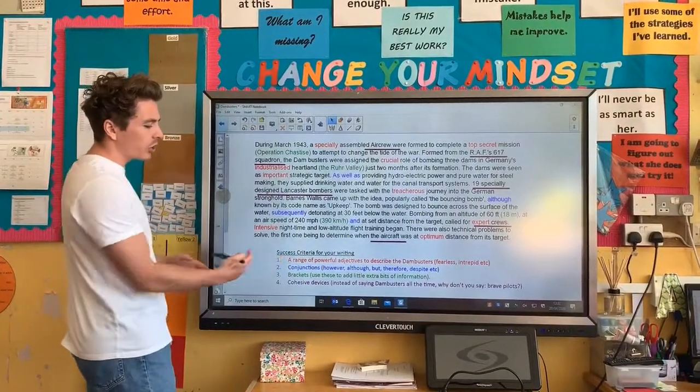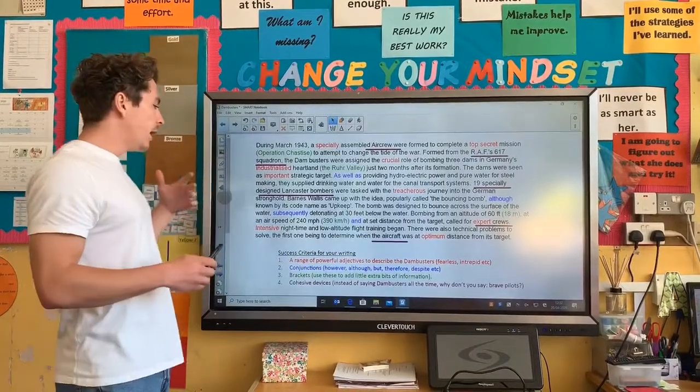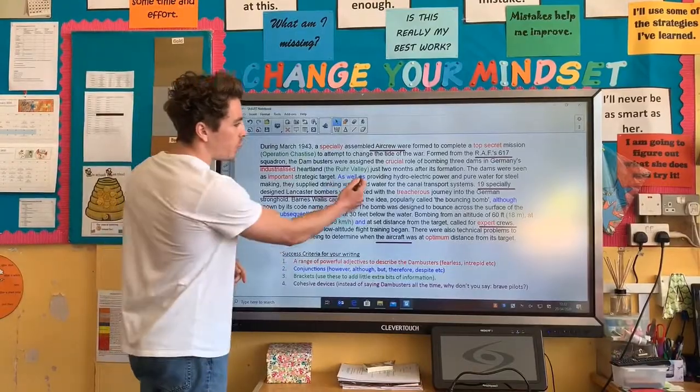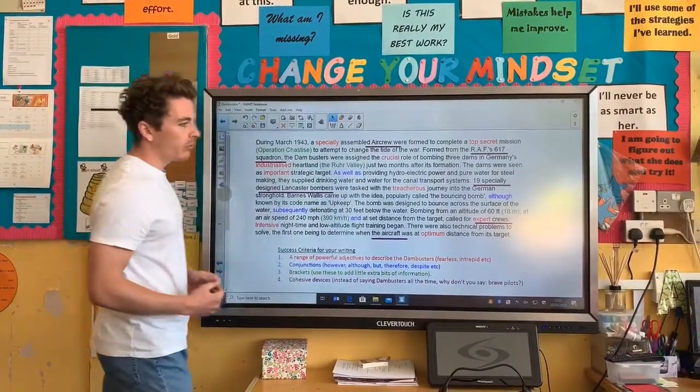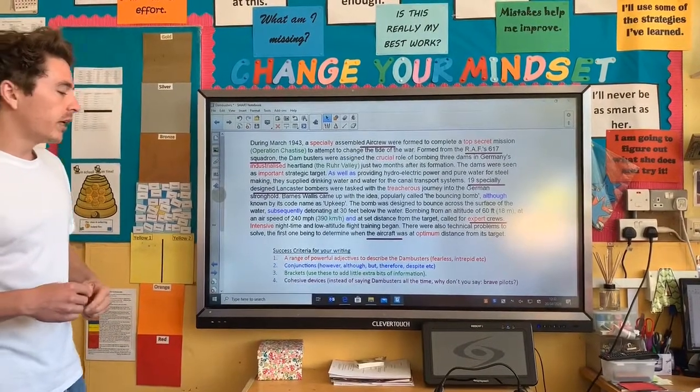In terms of our conjunctions, we talked about this a lot before we broke up. Trying to use some higher level ones. So as we can see here, we've got as well as, subsequently. I know we've got really good at using although in our writing.